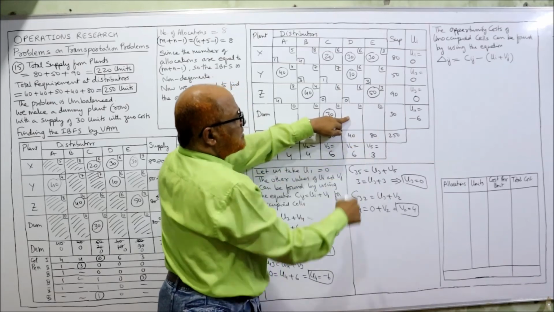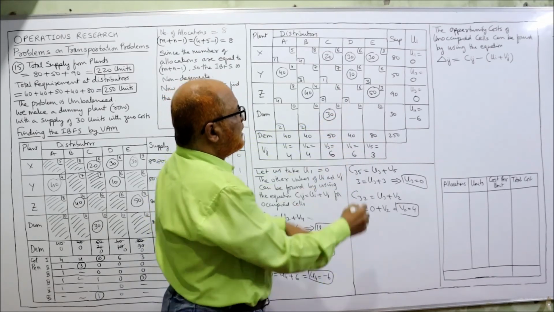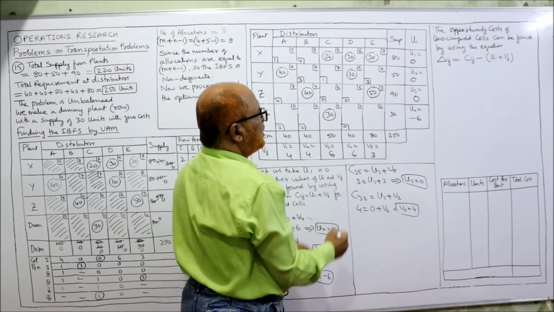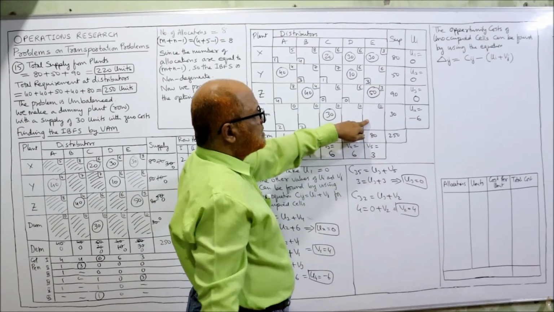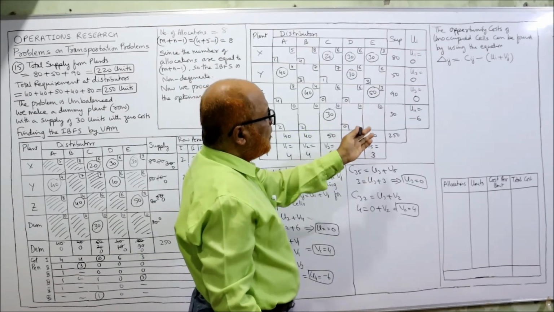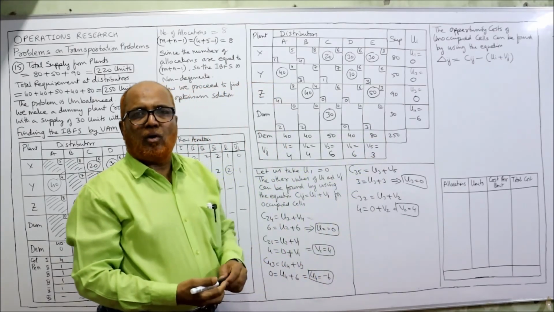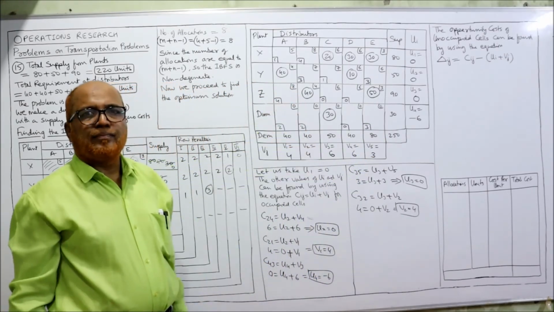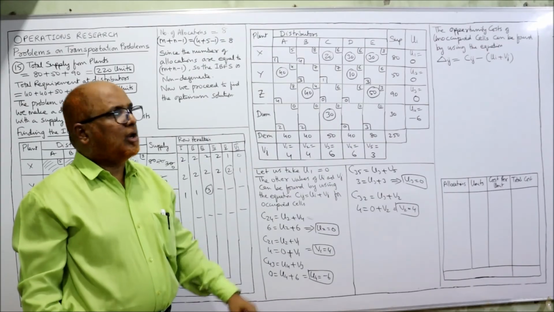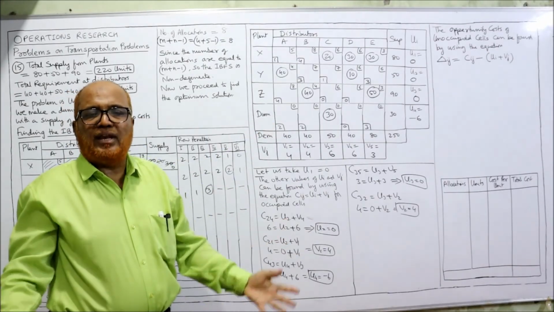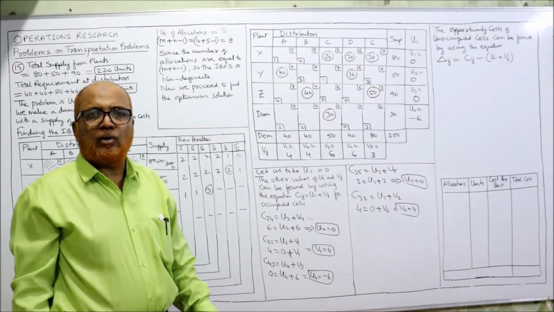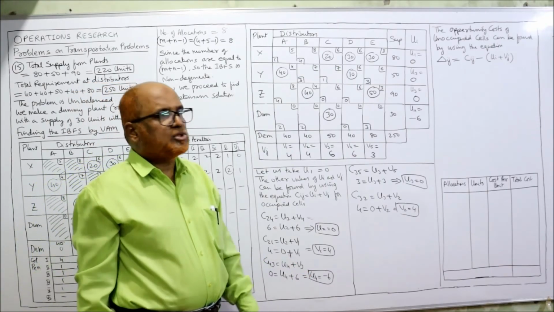Here 6 minus 6 is 0. So 0 minus 0 is 0. Here 3 minus 6 is minus 3. 0 minus minus 3 is plus 3. That's all. All the opportunity costs are positive. So we reached the optimum allocations. We reached the optimum solution.